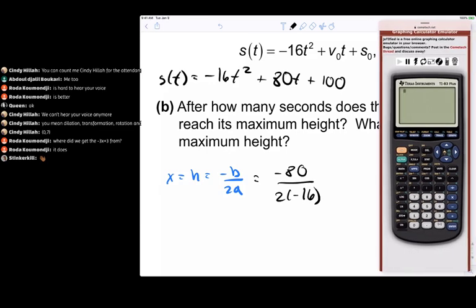Oh yeah, I just want to crunch this number. So we're going to do negative 80 divided by 2 times the negative 16. Oh, 2.5, right? 40. Yeah, I guess so. 2.5.